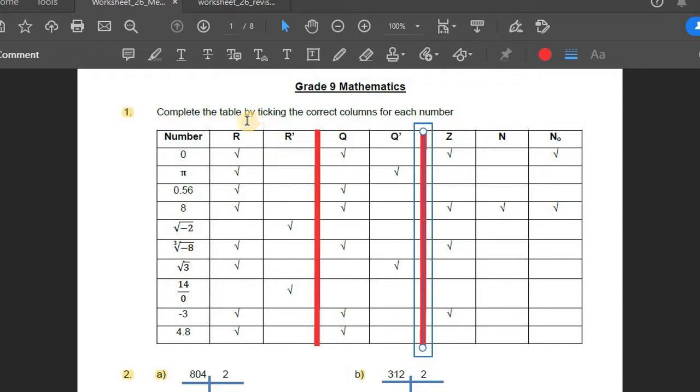Now, a number can either be real or not real. It can't be both at the same time. It can either be rational or irrational. It can't be both at the same time. Now these last three columns, if you go into your notes, you're going to see what an integer is. Integer, I'm talking about this here.